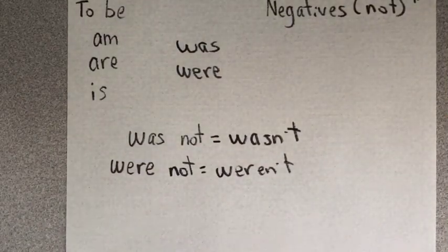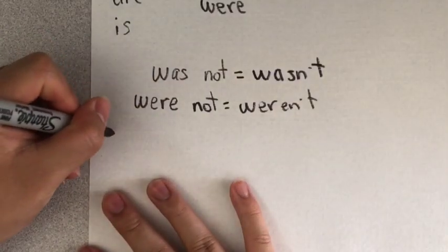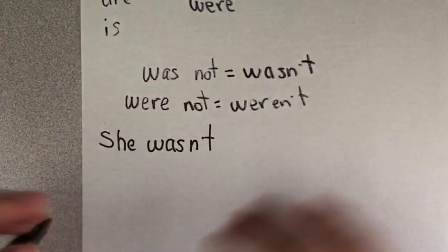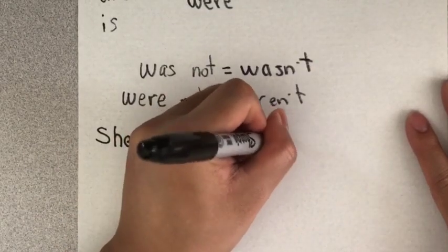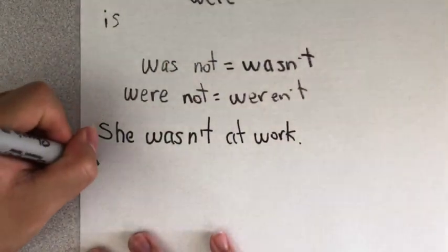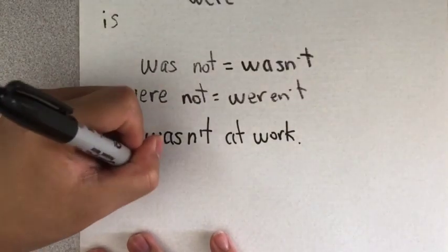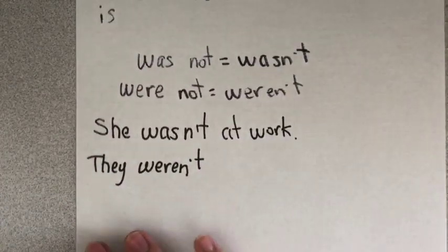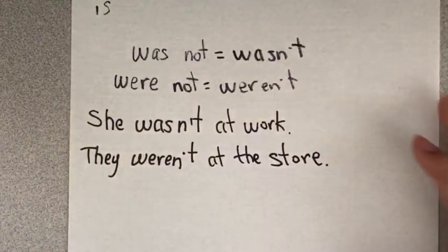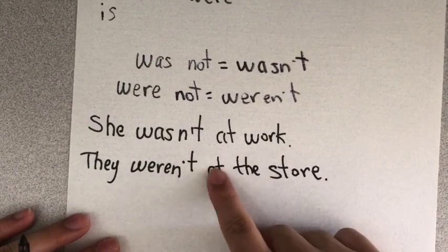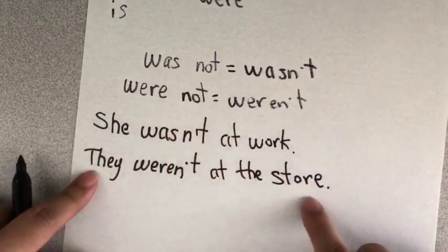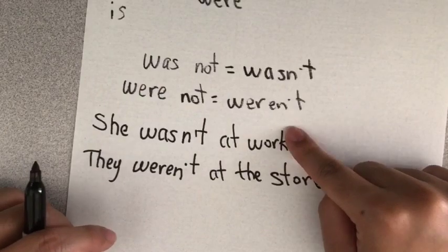So let's write examples with these words. We can say she wasn't at work. They weren't at the store. These are negatives. We use these for no's or not. We can say she was not at work or they were not at the store. Or we can say wasn't or weren't. Same thing.